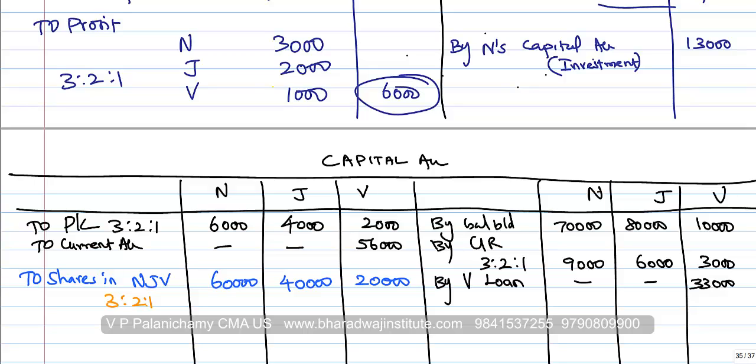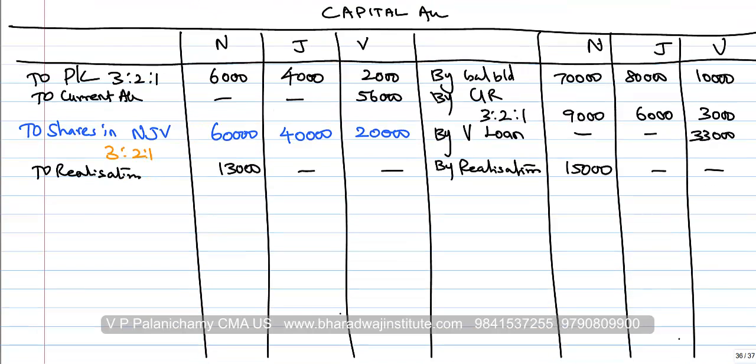In the capital account, by realization for the wife's loan. What is the wife's loan paid? 15,000. To realization for the asset taken over. What is the investment taken over? 13,000. This is for the investment taken over. This is for paying what? The wife's loan.